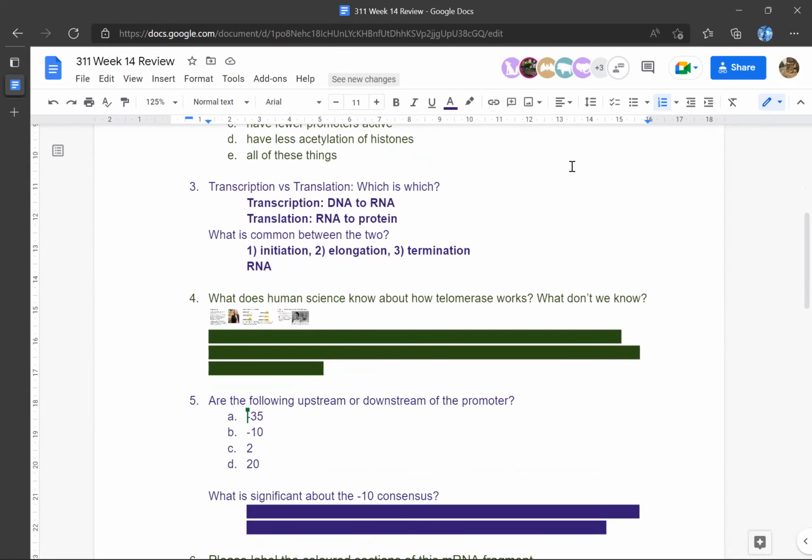Number 4. What does human science know about how, this is kind of like, I think I gave the wrong impression of what telomeres really are and what they do in the last review. So I kind of wanted to correct that. And it also goes along with transcription a little bit. Not really. So what does human science know about how telomerase works, and what don't we know?